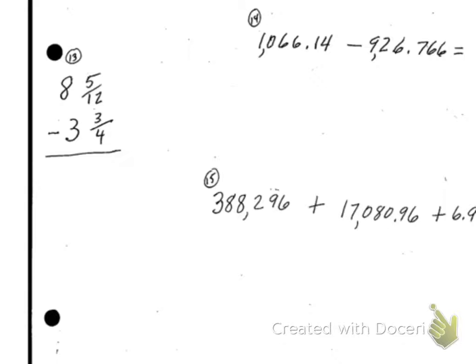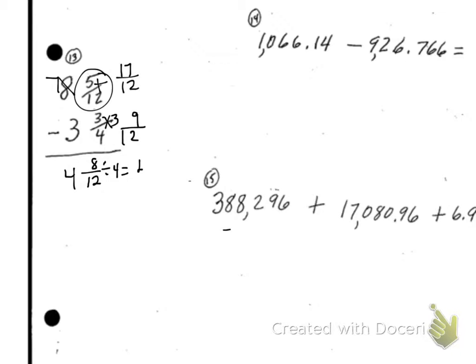Subtraction. Common denominator is 12. How do I get from 4 to 12? Times 3. 3 times 3 is 9. I cannot subtract that. Borrow. The 8 becomes a 7. This becomes 17 over 12. When I subtract that, I'm going to get 8 over 12 and 4. I can simplify this by 4, so I'm going to get 4 and 2/3.